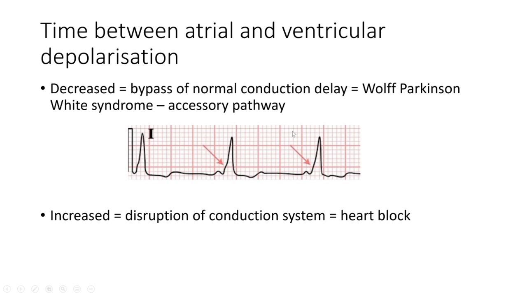The characteristic ECG finding here is this short PR interval with a slurred delta wave that we see here. Okay, so that's when it's decreased. However, when there's an increased interval, this is due to disruption of the conduction pathway, which is heart block.